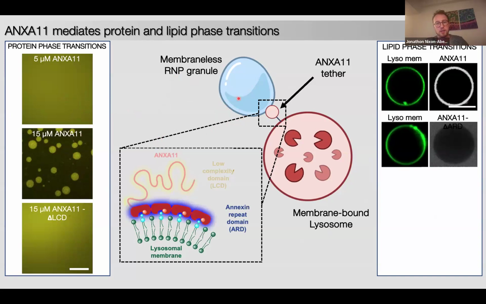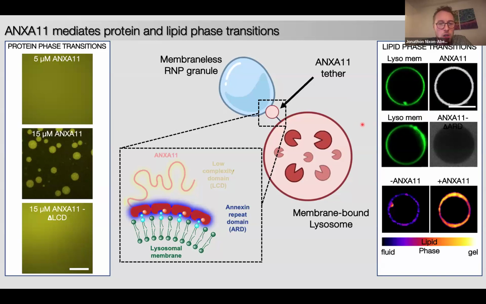Then at the C-terminus of the protein, we have this series of annexin repeat domains, which we've shown essentially allows annexin to bind to lysosomes. And again, when we remove this series of annexin repeat domains, this binding to lysosomes no longer occurs. And really crucially, what we've then been able to show is that this binding of annexin to lysosomes causes a gel-like phase transition in the underlying lipids of the lysosomal membrane, sort of stiffening them up.